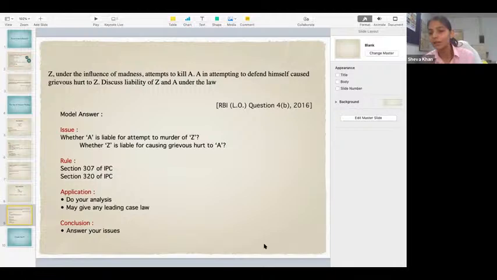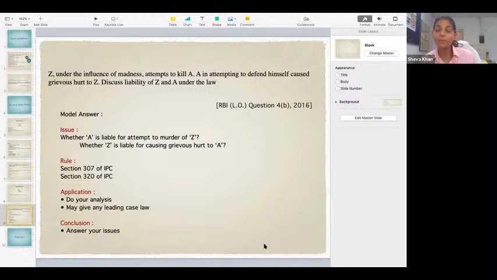Now here is your general knowledge of law which will come in handy, but then again, skills of answer writing are also important. Then when you are talking about grievous hurt, you have Section 320 of the IPC. Then next step is you have to apply these tools. So now you do your analysis, put your brains ki kya wo actually attempt to murder ke liye responsible or liable hoga ya nahi, ya wo grievous hurt cause karne ke liye liable hoga ya nahi.